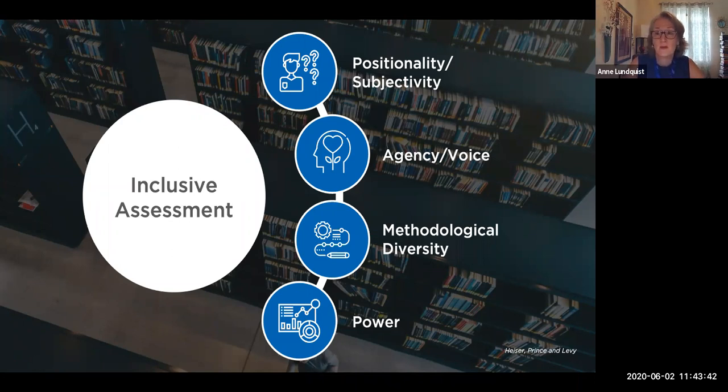Being really open to methodological diversity, thinking about, as Gavin mentioned, what is the purpose of this particular assessment project, and what is the question we're actually trying to answer. That will drive and inform some of these choices for us. And really, where does power live and lie throughout the whole process, acknowledging our own power or lack thereof in various assessment and data collection projects.